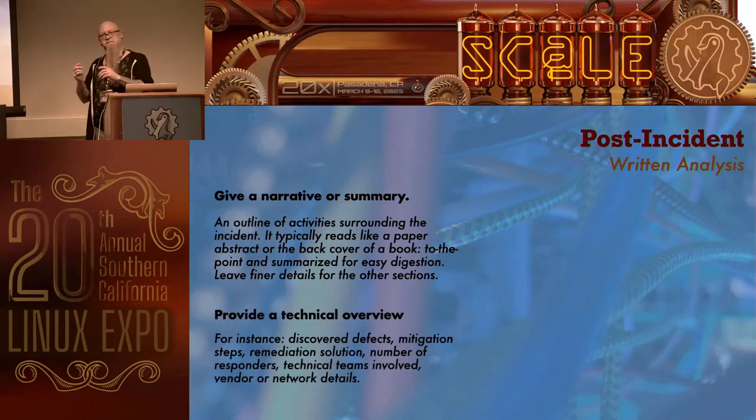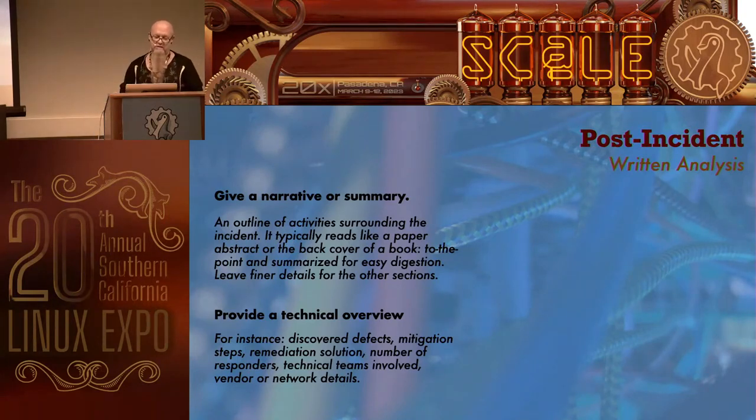Leave the details out of that summary or narrative. We have a section here for providing the technical overview, and this is where you're getting down to brass tacks: all the things that happened, what you discovered, what the defects were, what mitigation steps were taken, how long did those take, and the teams involved, all of these little infinite details of the incident that you can find. And you will not find all of them, but that you can find.